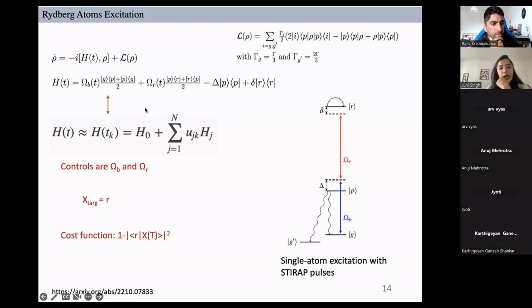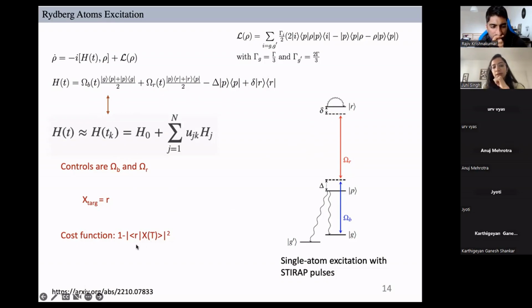And then if you now compare this equation with the earlier equation that I showed you, you can see that this H0 is the part which we cannot control. In control language, we call it the drift Hamiltonian. So it is something that you cannot control, the drifting Hamiltonian of your system. And then this is the part which is controllable, with this UJK being your controls. So now your HJ here is these two parts, and then UJK are the controls. So this omega B and omega R, the Rabi frequencies, are what we are trying to control here. And our target is now to reach the Rydberg state. So our target state is R here.